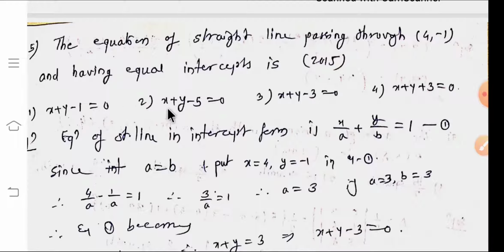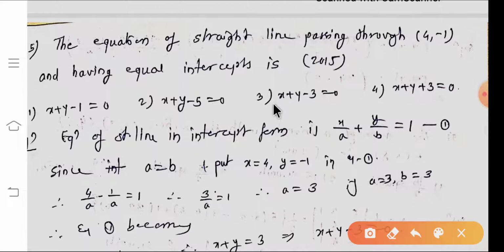If we substitute x equal to 4, y equal to minus 1, 4 minus 1 is 3 minus 5, that is not equal to 0. Here we substitute x equal to 4, y equal to minus 1 and this is minus 3, that is equal to 0. So therefore this is the right answer. This is the shortcut method: whenever this type of question comes, whenever a point is given and equations are given, you substitute the point, and the equation which is satisfied is the solution. Here this is not satisfied, this is also not satisfied, this is also not satisfied.